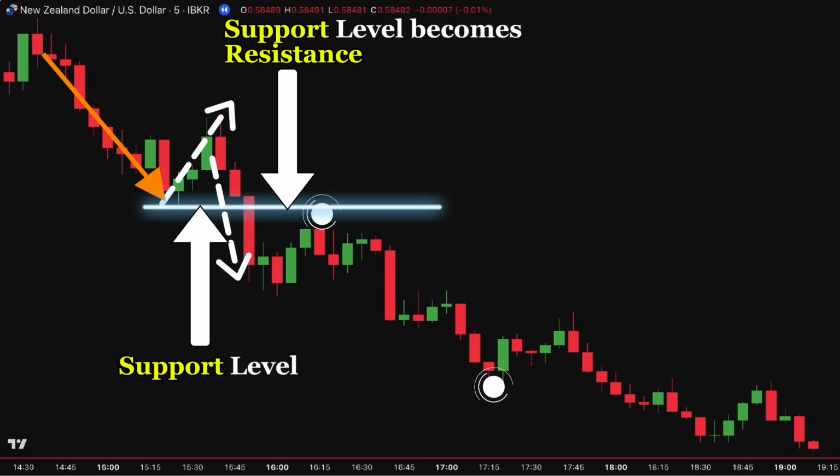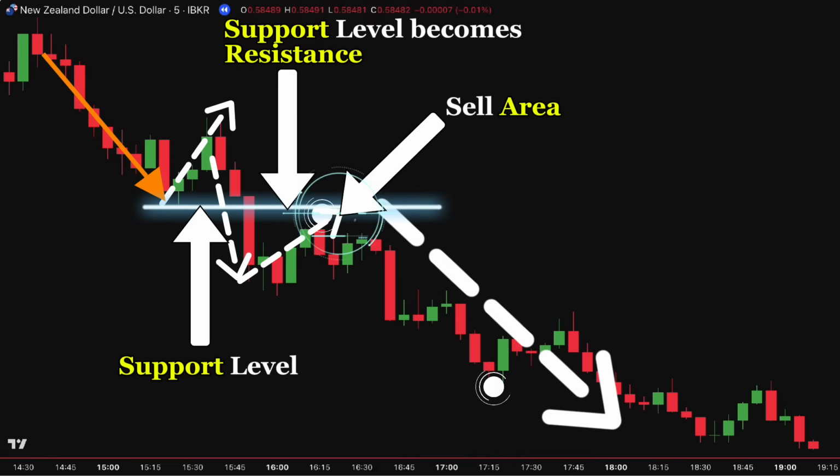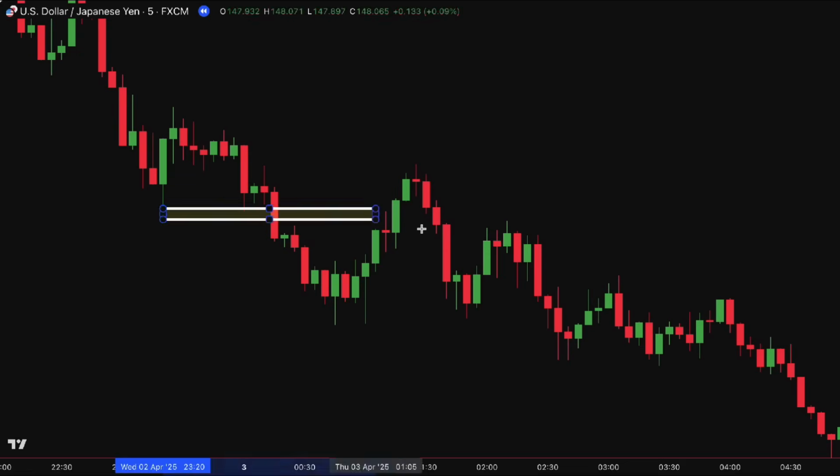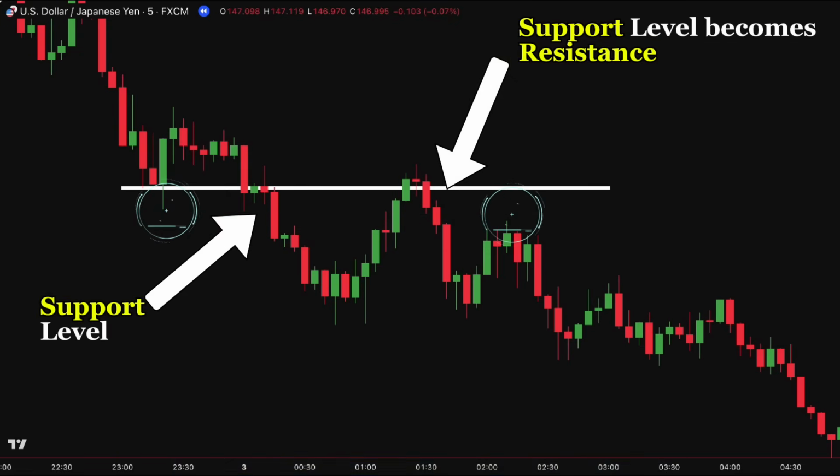So next time price climbs back up and retests that same level from below, traders are watching. Many will look to sell from that area, expecting the downtrend to continue. Why? Because it's now seen as a barrier, a zone where price was previously broken and where sellers might defend the move again. These flips, resistance turning into support and support turning into resistance, are not random. They happen because of trader behavior.